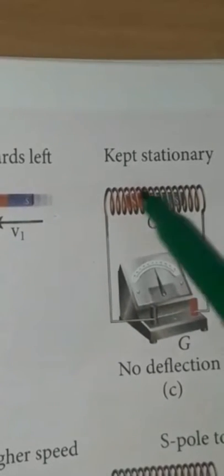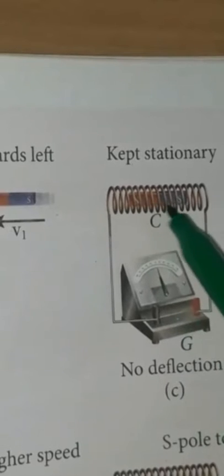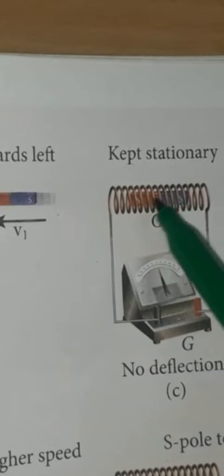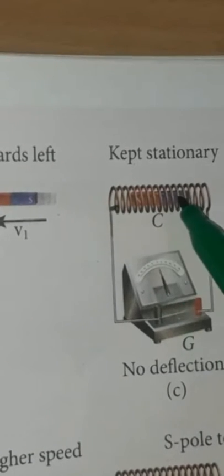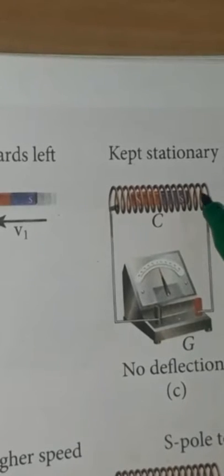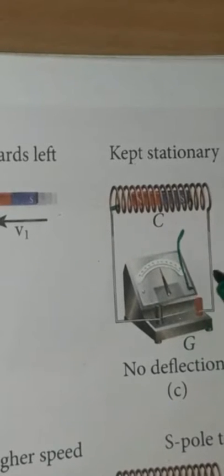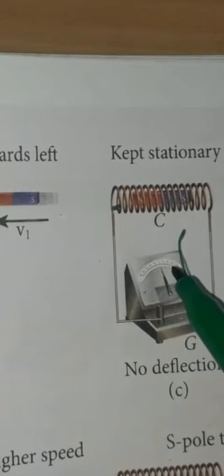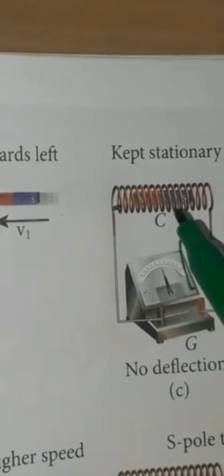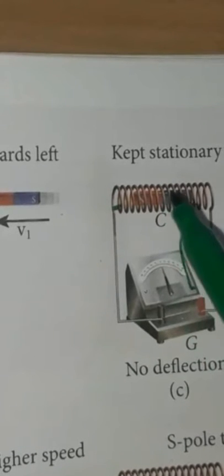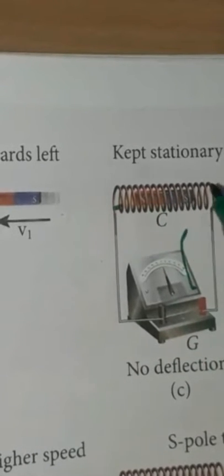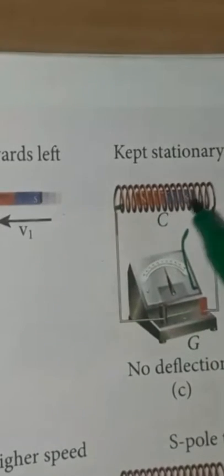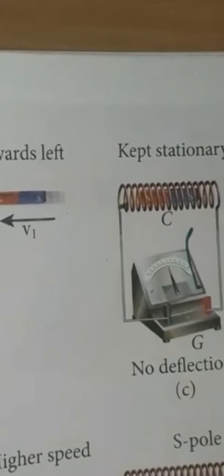So this is the third diagram. Here the magnet is present inside the copper coil, so both are at rest. The copper coil and the magnet are both at rest. At this time the galvanometer shows no deflection. It gives the result that no induced EMF is produced in this copper coil. There is no current produced in the copper coil.